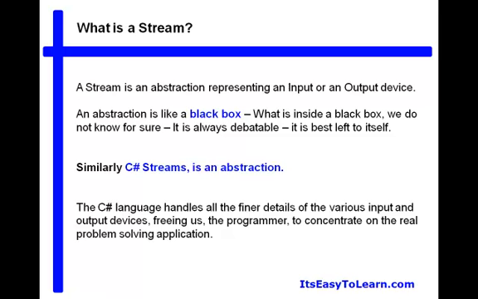And what do you mean by abstraction? An abstraction is like a black box. What is inside the black box? We do not really know. It is always debatable what could be inside, and as they say, it is best left to itself. Similarly, C# streams is an abstraction. The C# language handles all the fine details of the various input-output devices, freeing us, the programmer, to concentrate on the real problem-solving application.